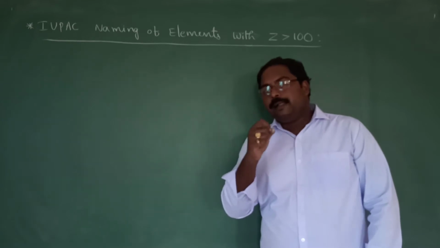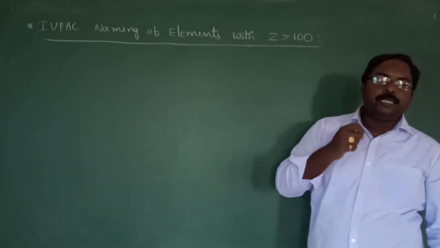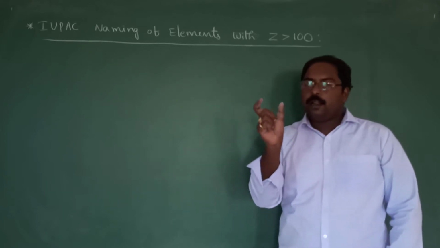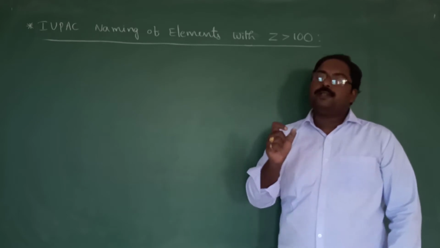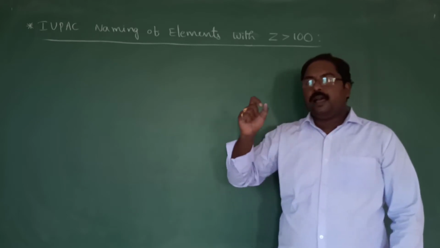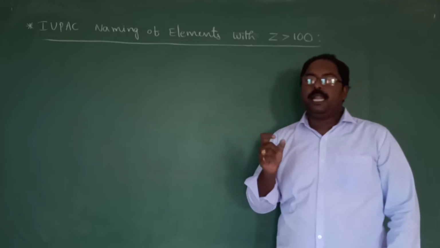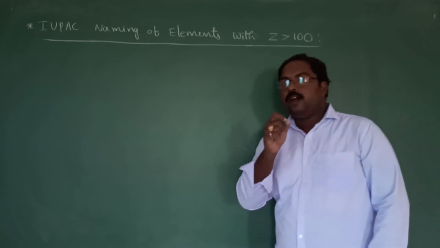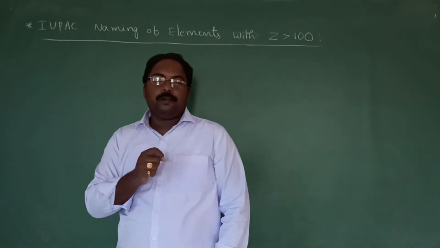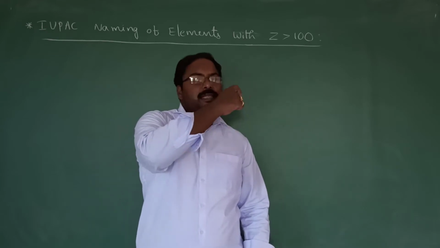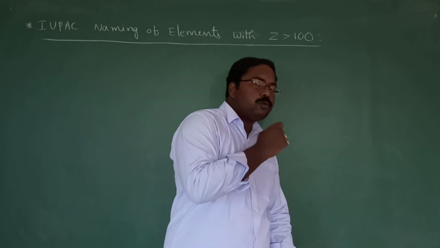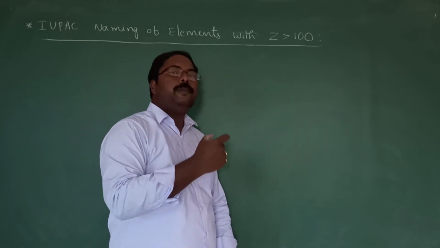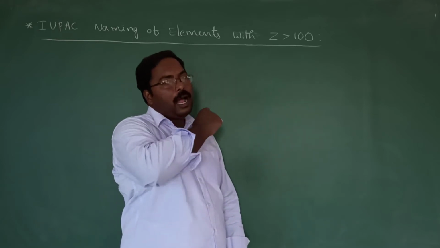Because all these are man-made, earlier those elements were named based on the name of the scientist. So in the honor of the scientist Niels Bohr, it was named as bohrium. In the name of Mendeleev, it is mendelevium. Fermi, the scientist's name, in the honor of him, fermium. Like that, they are given different names. But at least after the atomic number 100, those elements will be named according to the rules given by the IUPAC system.